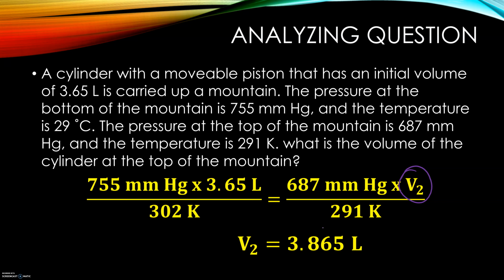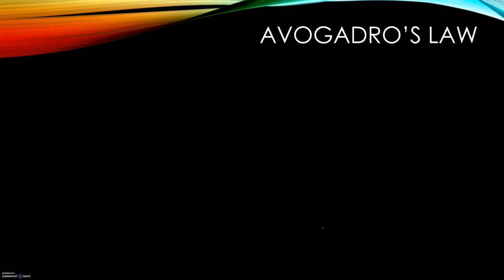Now that we've gone through the combined gas law and been introduced to our 4th variable, our 5th gas law actually deals with our 4th variable. So our next law is called Avogadro's law. You may already be familiar with the name Avogadro, because in the unit before this we went over stoichiometry. We dealt with Avogadro's number, which is 6.022 times 10 to the power of 23 atoms, molecules, or particles in a single mole of a unit.